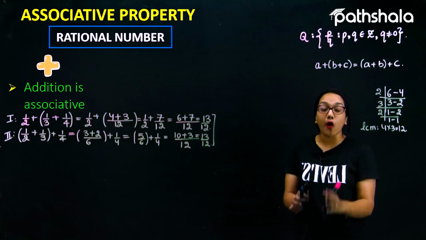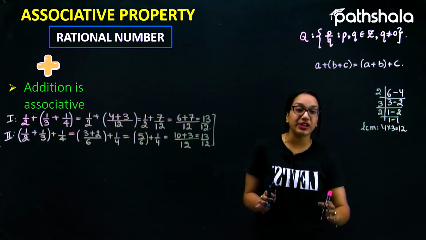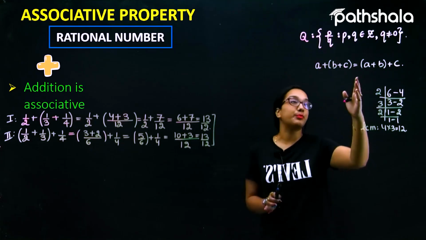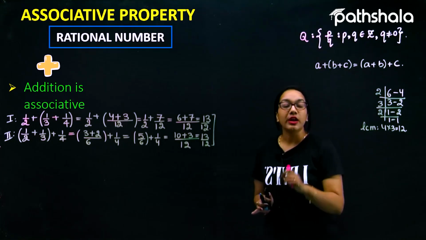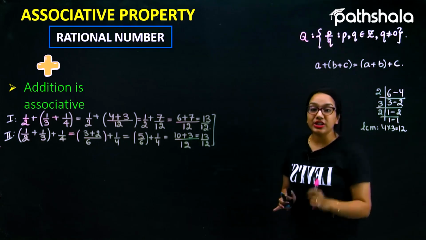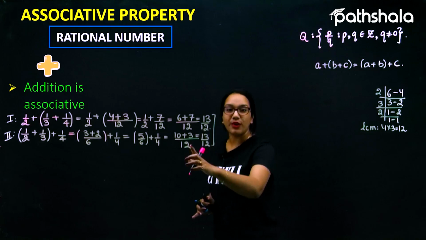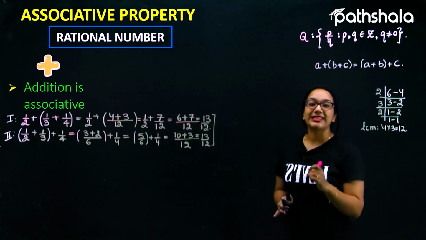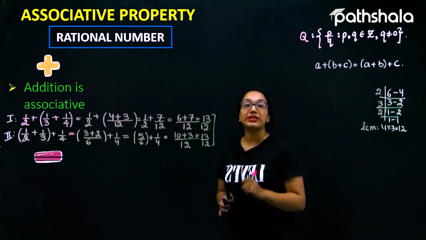Why so? Because in case of the rational numbers, in case of the addition, they are following this particular property, or they are following this particular condition. So whenever any three rational numbers under addition will satisfy this particular condition, it means that addition is associative in nature. So you can see over here, with the help of this example, I have shown that addition is associative. I hope this all clears to you. Let's just move on further towards subtraction.